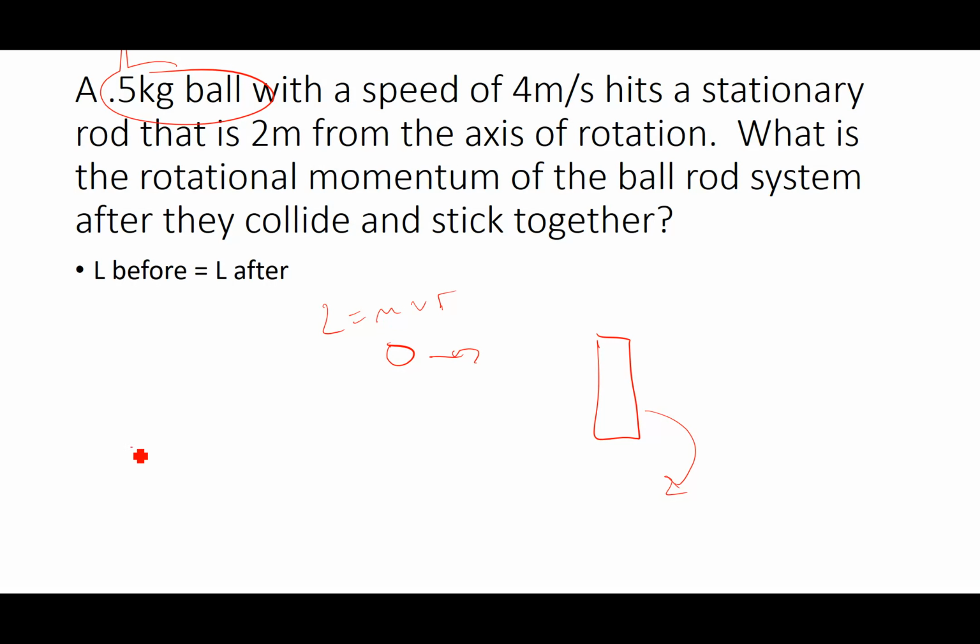So the mass is 0.5 kilograms, and the ball's speed is 4. This is 2 meters long, so that's the radius that's going to make it spin. So 2 times 4 is 8, and half of that is 4. So what's the rotational momentum of the ball rod system after they collide and stick together? Whatever it was before. And before, it was 4.